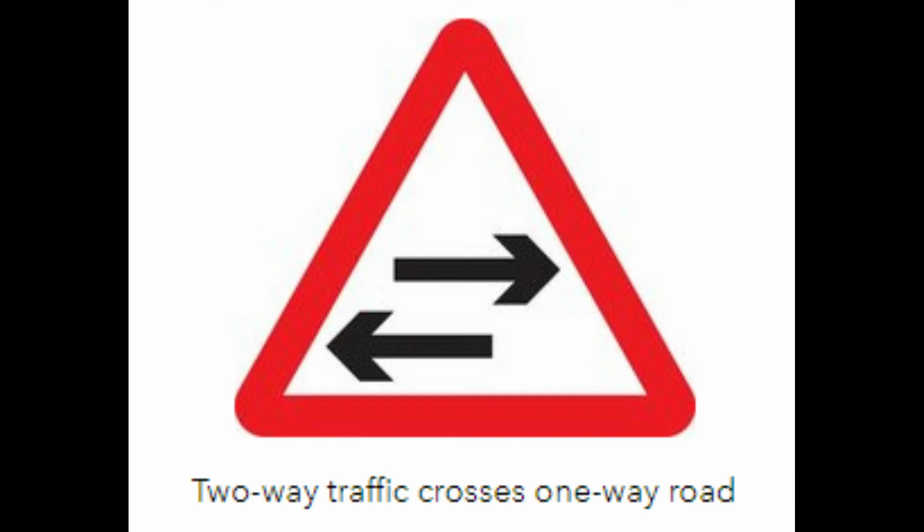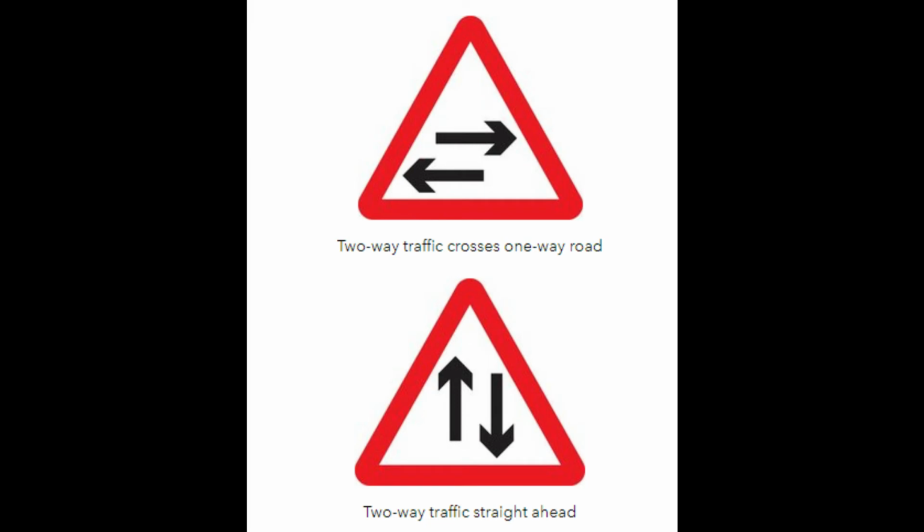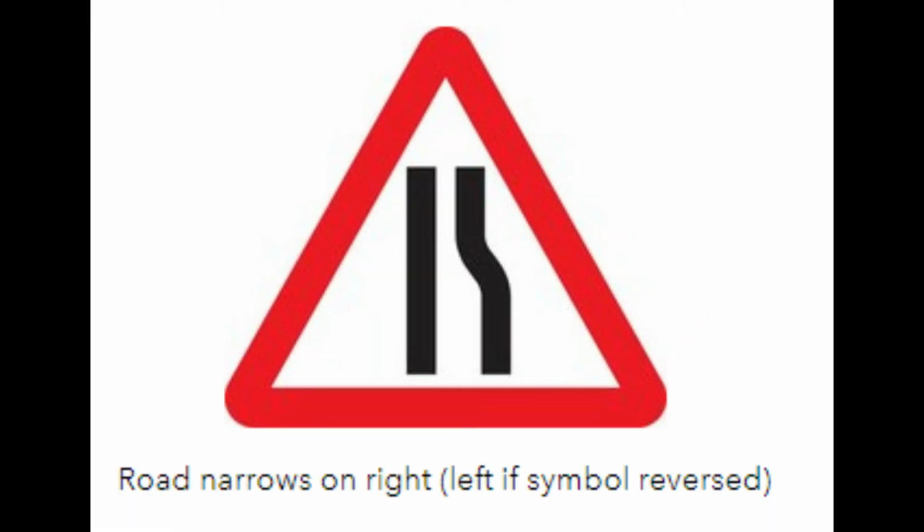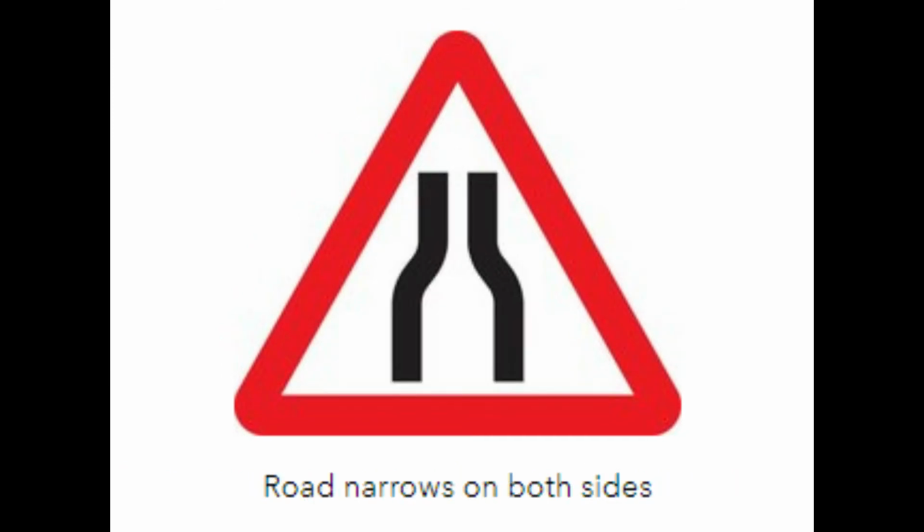This sign here means no waiting at any time. Two-way crossing ahead. Two-way traffic crosses one-way road. So two-way traffic crosses one-way road and two-way traffic straight ahead. Dual carriageway ends. Road narrows on right. Road narrows on both sides.